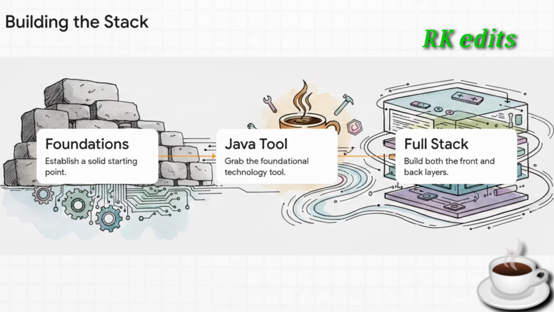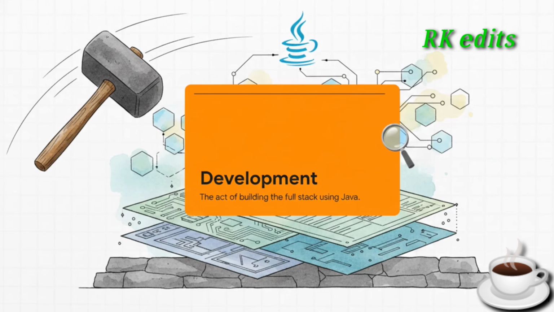Step 2. We grab our chosen tool, Java, to serve as our robust cross-platform engine. And step 3. We use that tool, along with a few others, to build out the distinct layers. We build both the visible front where the user operates and the invisible back where the data lives, creating that complete full stack. And that brings us to the very last word from our source, development. So what exactly is development in this context? Well, it's the action word. It is the continuous, ongoing act of bringing the tools and the layers together onto a solid base.